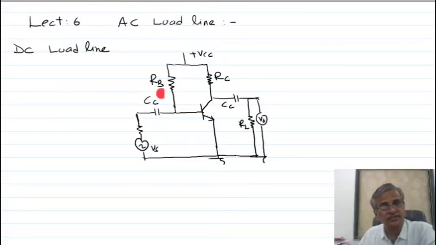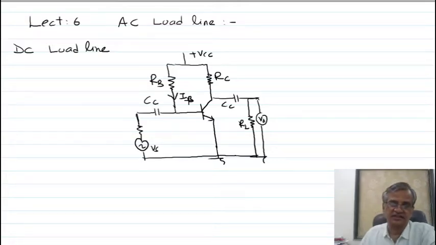See, RB is known as the base bias resistor. What does it mean? It provides the necessary value of the base current to operate the transistor at the middle point of the load line. RB and RC are selected such that your transistor is operated at the middle point of the load line. RS is a source resistor.